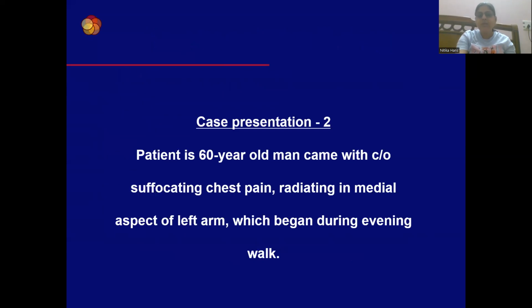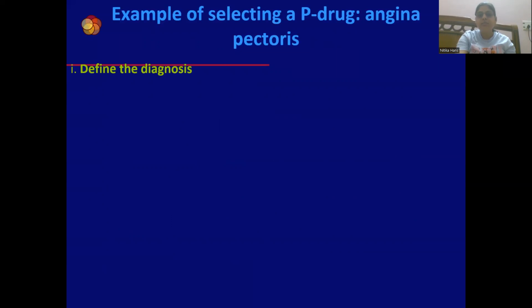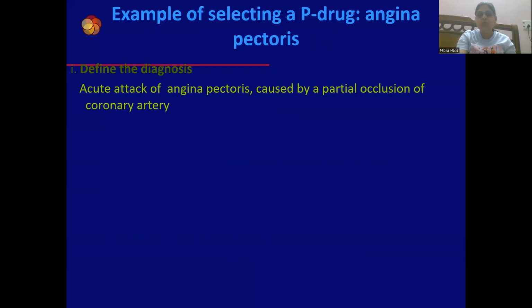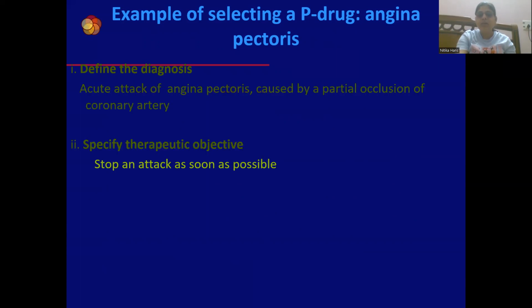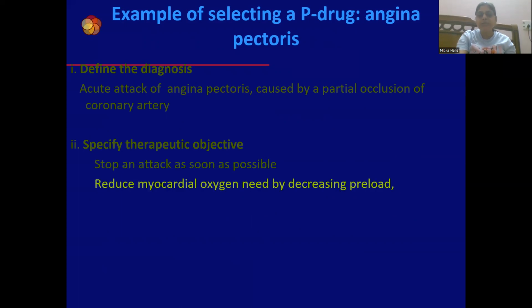Now, case presentation 1. Patient is a 60-year-old man who came with complaint of suffocating chest pain radiating in medial aspect of the left arm, which began during the evening walk. So this is the angina pectoris. We define the diagnosis: acute attack of angina pectoris because of partial occlusion of coronary artery. Stop the attack as soon as possible. This is the specified therapeutic objective.